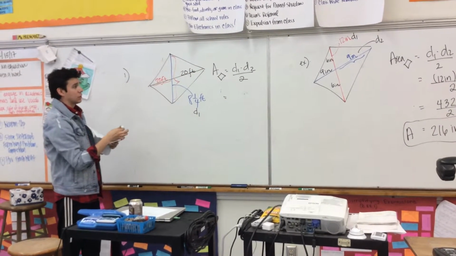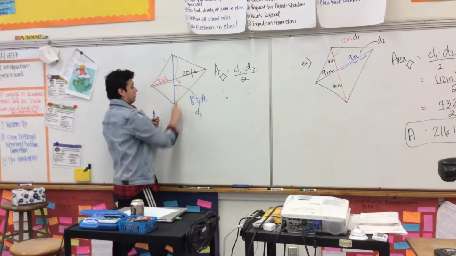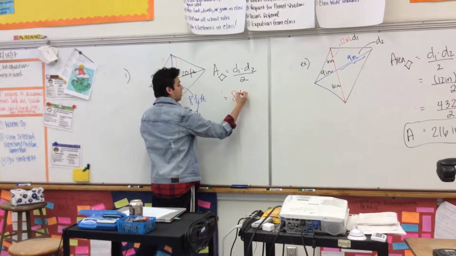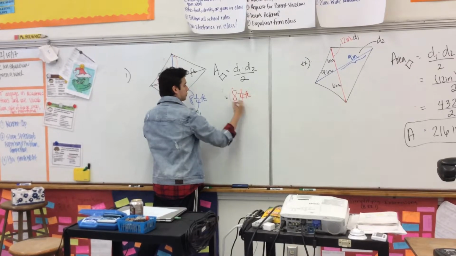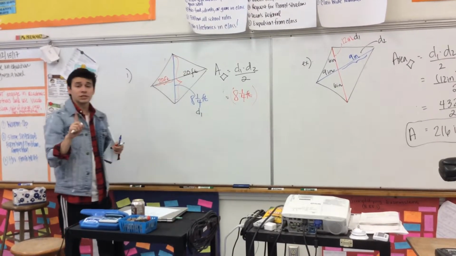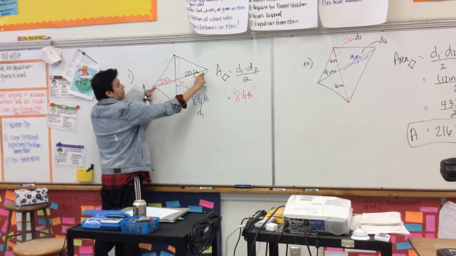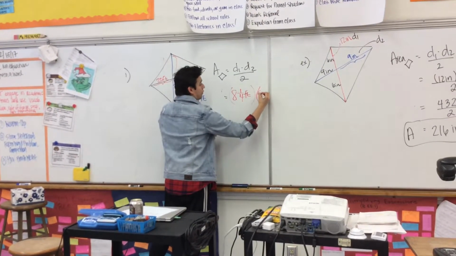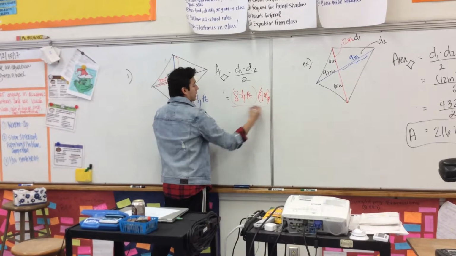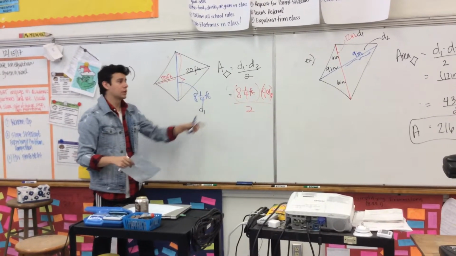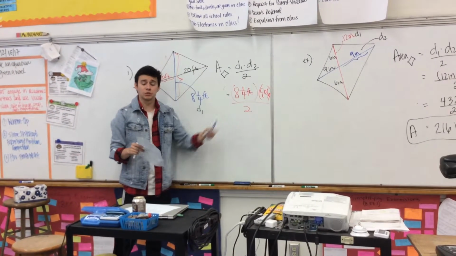You're pretty much ready to go. Diagonal 1, we said it's 8 1/4 feet. Diagonal 2 is not 20. Diagonal 2 is this whole piece. 20 plus 20 is 40 feet. Divided by 2. You already know how to do this. Stop the video and see what you get.